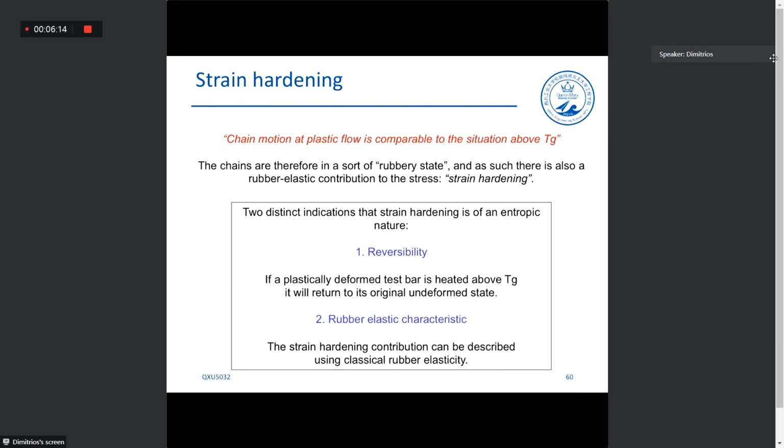Now let's have a look a bit more at strain hardening. And we already said that above the glass transition temperature, the chain motion at plastic flow is comparable to the rubbery situation, okay? So after the yield point, after sigma yield, we have an activation of large-scale segmental motion, okay?